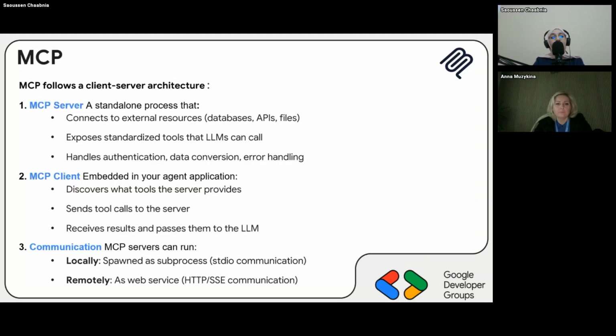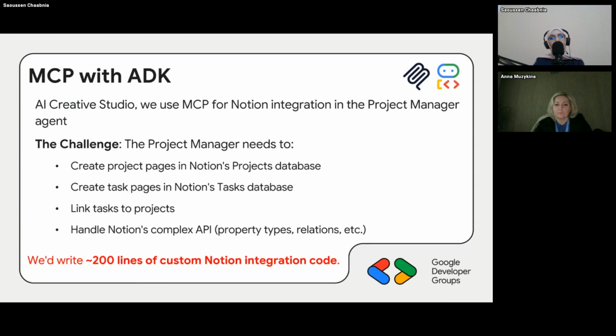So let's understand how MCP works. MCP uses a simple client-server architecture. The MCP server connects to external resources like databases and APIs and exposes them as standardized tools. It handles authentication, data conversion, and error handling. The MCP client lives in your agent. It discovers available tools, sends requests, and passes results to the LLM. MCP servers can run either locally as a subprocess or remotely as a web service. Deploy whatever makes sense for your architecture.